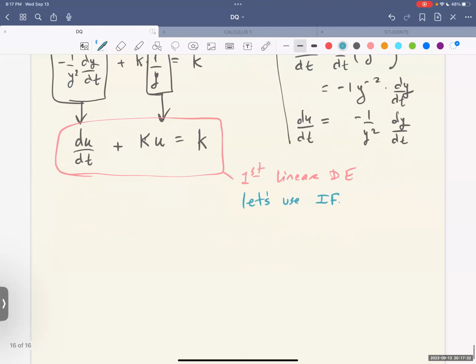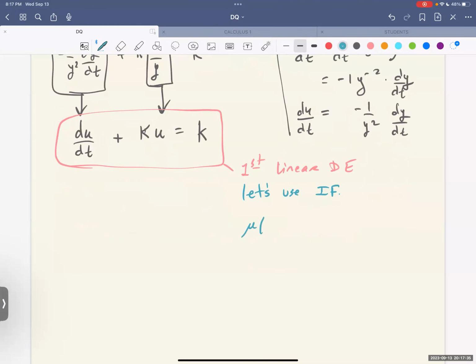So let's use integrating factor. We did mu of t would be e to the integral of k dt, and we're picking k because it's the coefficient on the dependent variable term. That's e to the kt. The left-hand side of the equation will become integrating factor times dependent variable, which is a u, equals the integral of the integrating factor times the right-hand side dt.